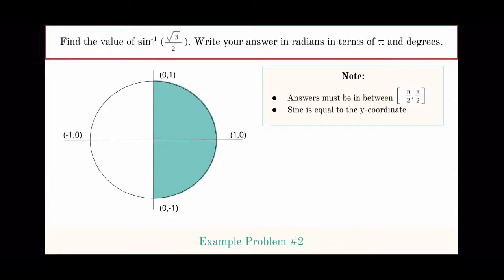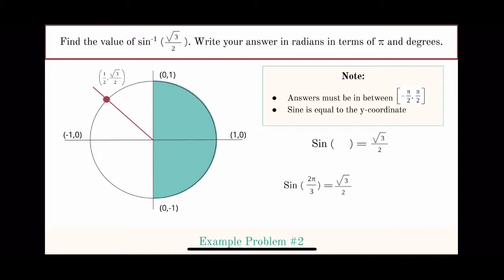Okay, now on to example problem number 2. Find the value of arcsine rad 3 over 2. Write your answer in radians in terms of pi and degrees. So note that your answers must be in between negative pi over 2 to pi over 2, which I already highlighted for you guys. And sine is equal to the y-coordinate. So let's ask ourselves, sine of what angle gives us rad 3 over 2 as a point? Sine being rad 3 over 2 would mean that the reference angle is pi over 3.